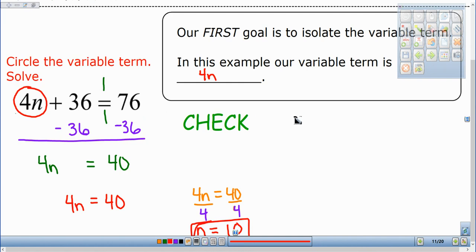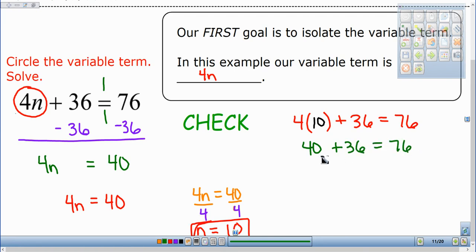If I plug it back into the original equation, you would get 4 times 10, which is 40, plus 36. 40 plus 36 is actually 76. And 76 does, in fact, equal 76. So 10 is our solution. Write that so you can see it better. N is 10.